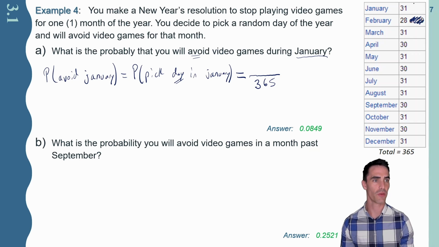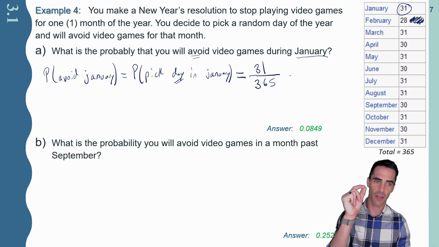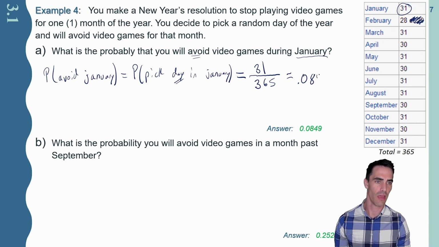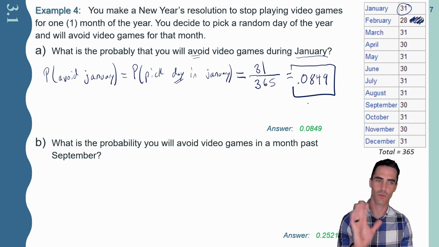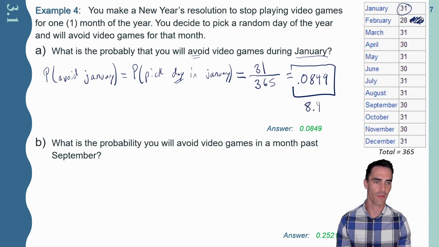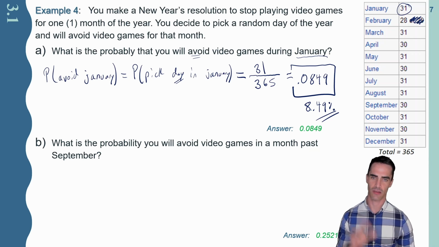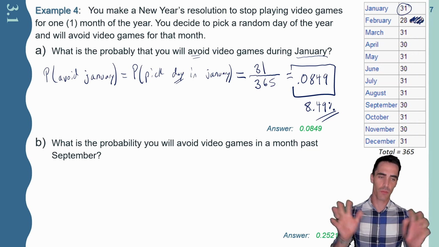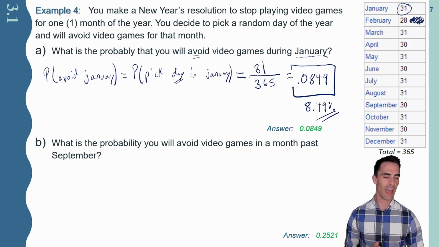Picking a day in January, we can see it up here. There are 31 days in January. If you divide 31 by 365, you'll get a decimal like 0.0849. And you can box that. That's the probability. Again, if you don't like decimals, you can think about it as a percentage. That would be 8.49%. Move that decimal over 2 places, and that'll translate into a percent. Maybe that has more meaning for you. 8% or 8.5% likely. Not super likely, but certainly still a chance out there.